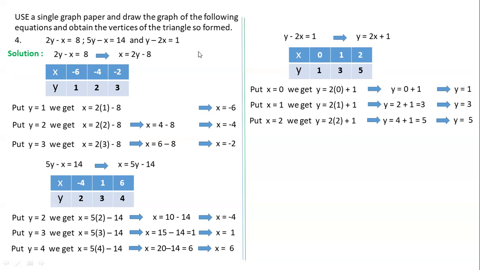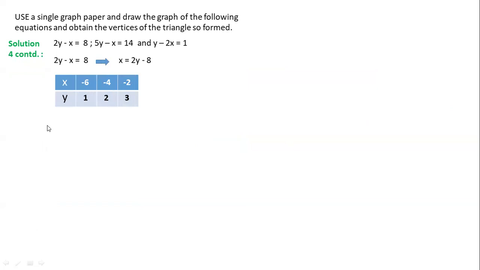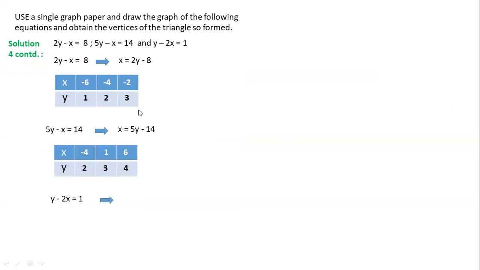Okay. So we need to see this. These are the values for the first equation. These are the values for the second equation, and these are the values for the third equation. So let's go to the next. The solution continued. This was for the first, this was the value for the second equation, and this was the value for the third equation. Okay. So we have got all the three values here.